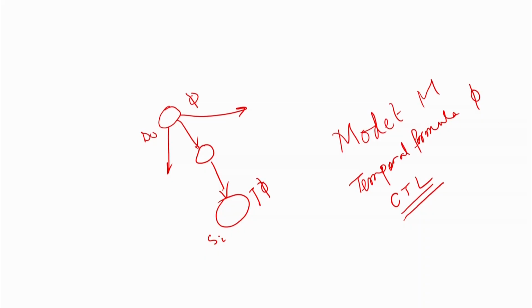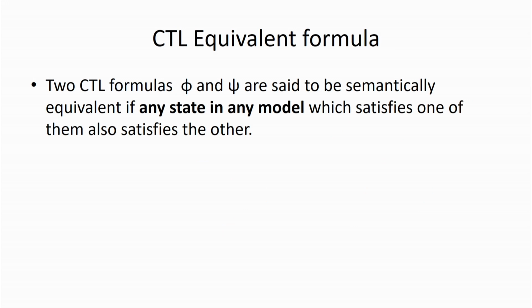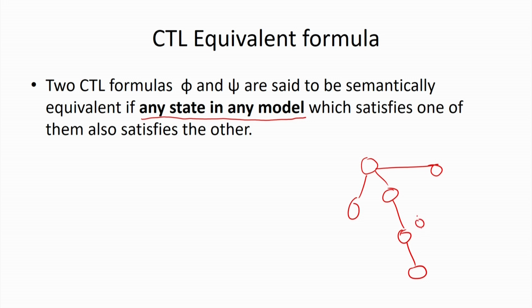Now, when do we say that two formulas phi and psi are equivalent in the case of CTL? The basic notion is that two CTL formulas phi and psi are said to be semantically equivalent if any state in any model which satisfies one of them also satisfies the other. This is the important thing. So, if I am considering any model M, in a particular state, say phi is true and psi is also true.